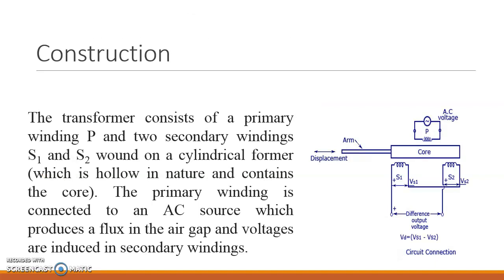We already said that the construction is the same as our transformer. It has two secondary windings and one primary winding, which are wound across a cylindrical former. In between these two windings, we have a soft iron core. It moves in between these two windings. The input, that is the displacement, is given to the arm of the core. Then the output is taken from the secondary windings of the transformer.